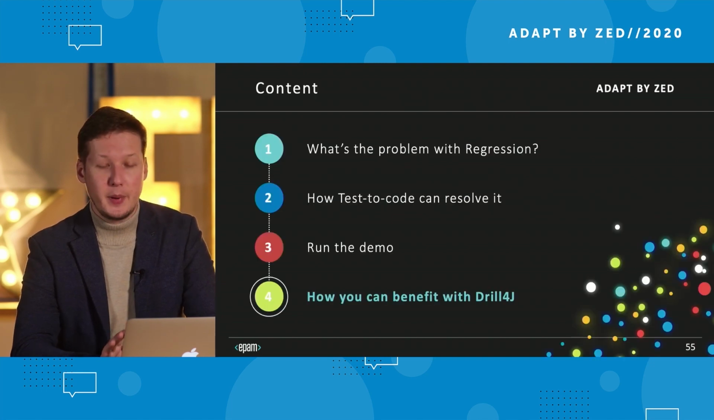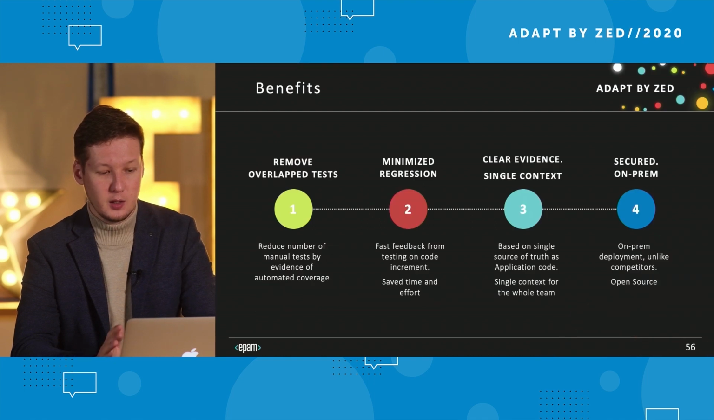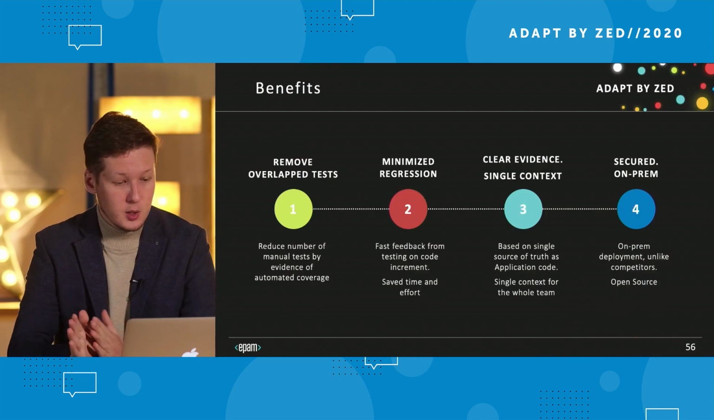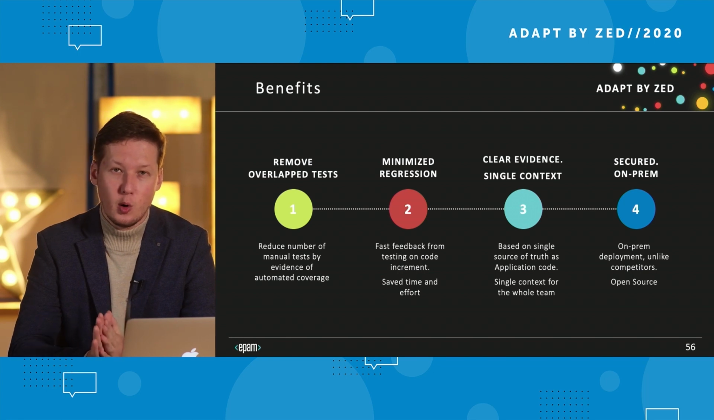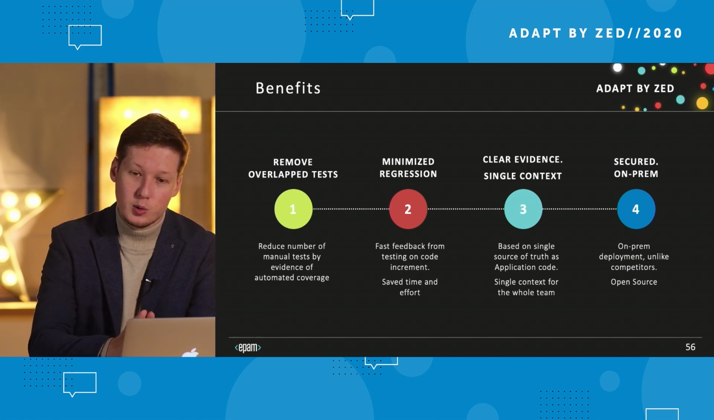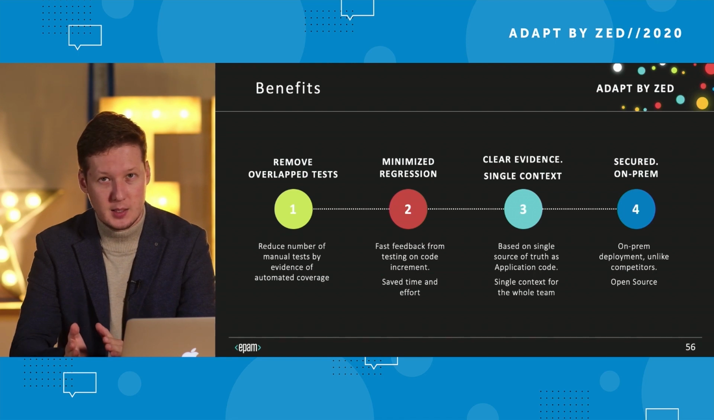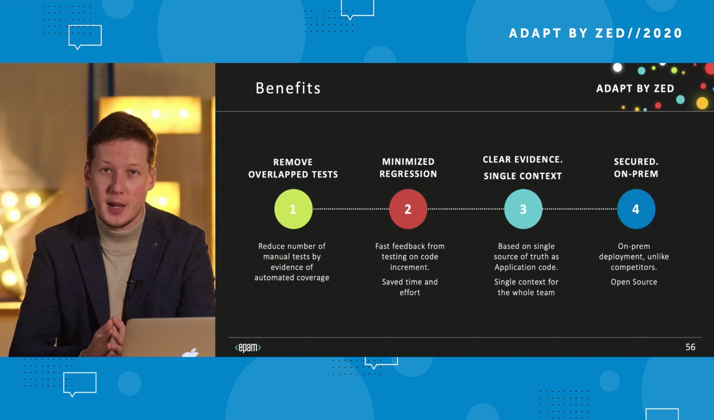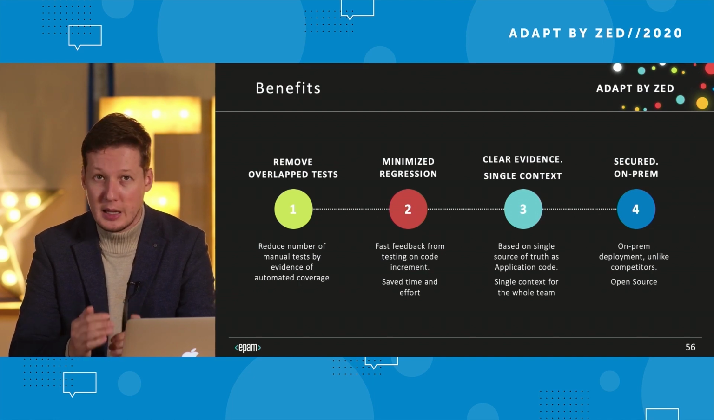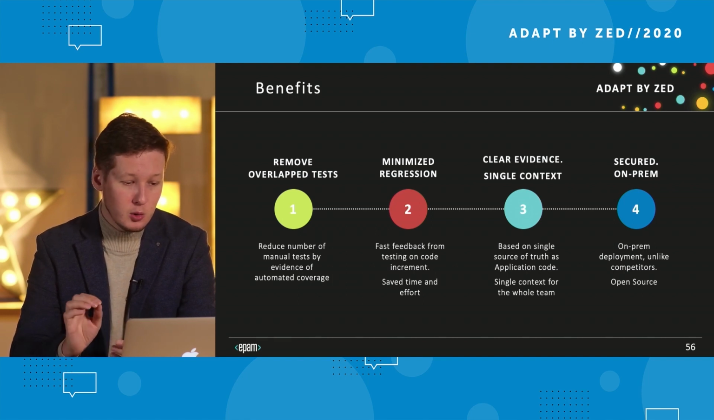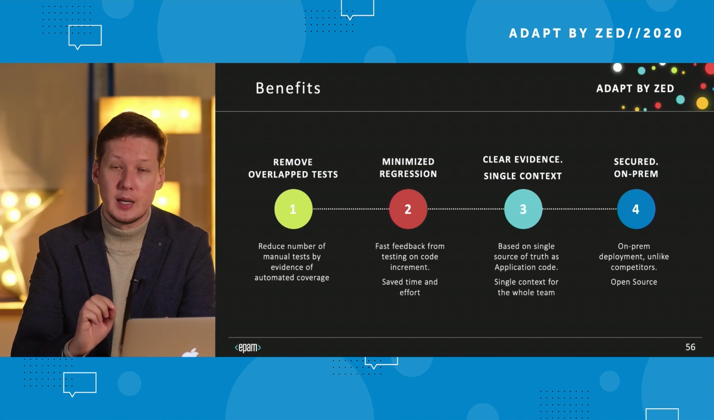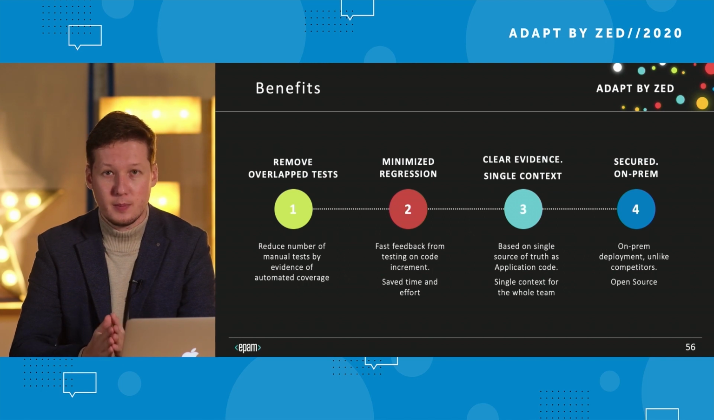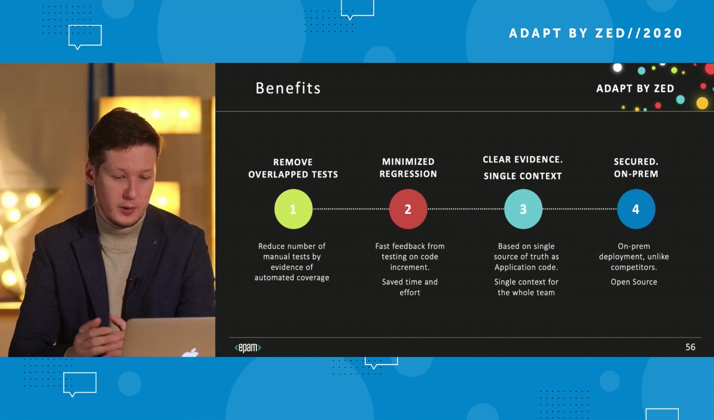Okay, so how can you benefit from Drill4J and its usage on your project? First of all, it can help you to remove overlap between automated test cases and manual test cases, which will help you to speed up your regression by minimizing the manual effort and leaving that work to the automated test cases if it's already covered by them. You reduce the number of manual test cases by evidence and real measures of the application coverage, not just because of the backbone filling.